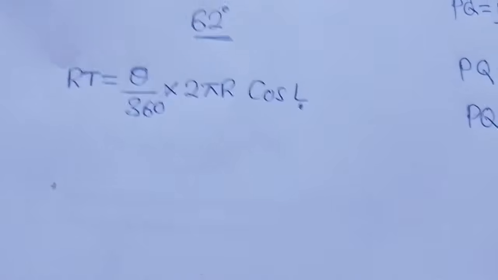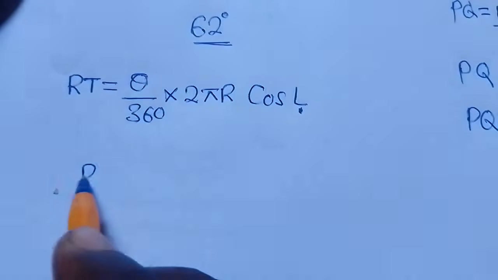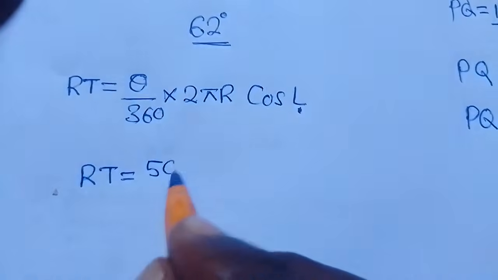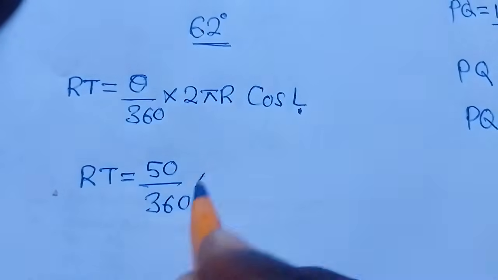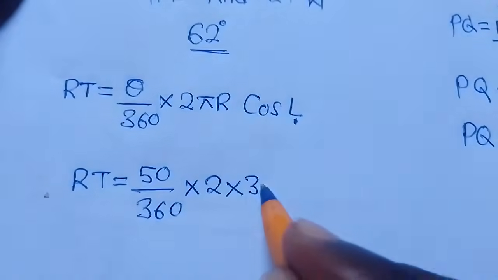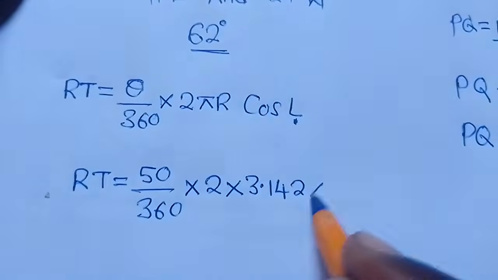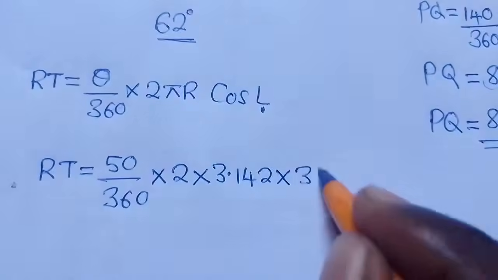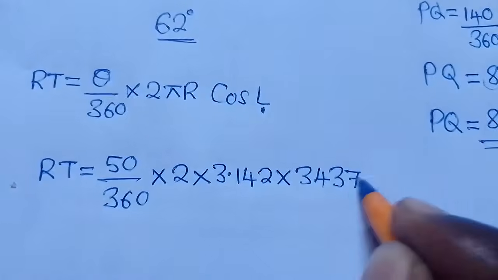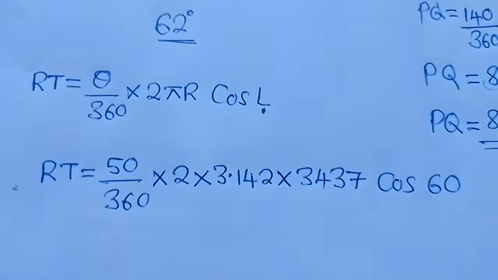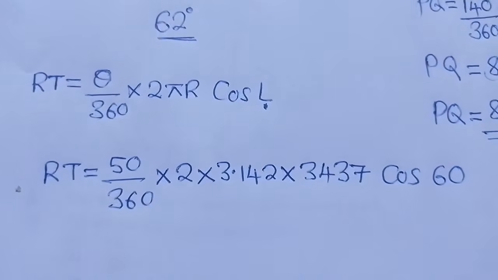So we say RT, this is what I'm going to say. RT is equal to the theta, don't forget, 50 over 360 times 2 times pi, 3.142, times the radius 3437, cos the latitude, it was 60. So this is the formula that we are going to use. So then you just substitute now.